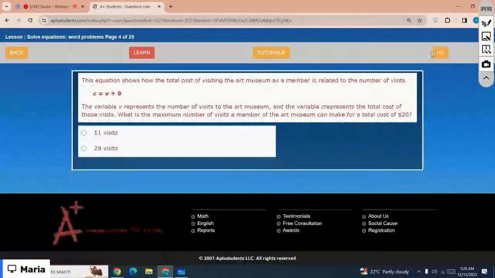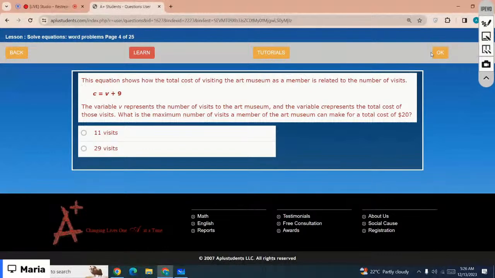Okay, the next one is, this equation shows how the total cost of visiting the art museum as a member is related to the number of visits. So the equation is C equals V plus 9. The variable V represents the number of visits to the art museum, for a total of $20.